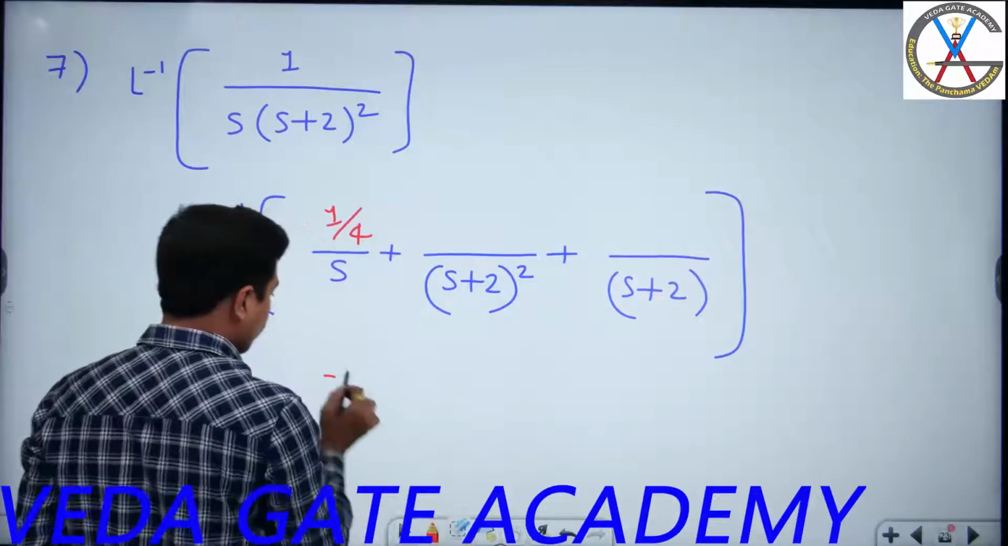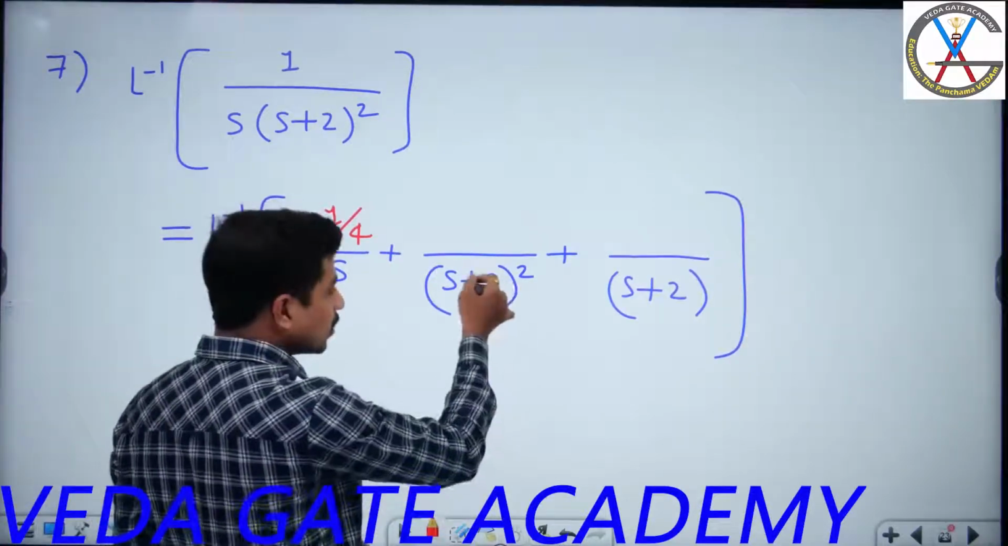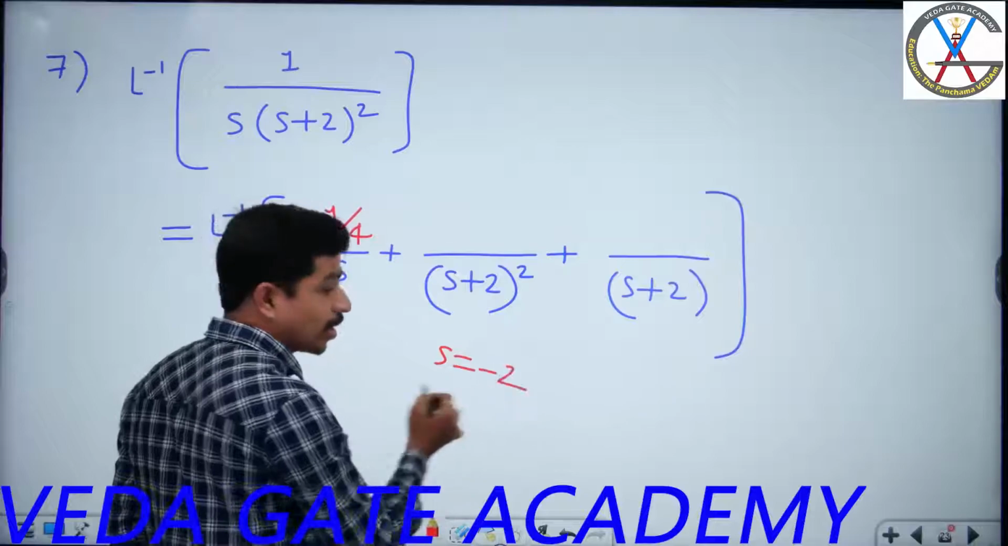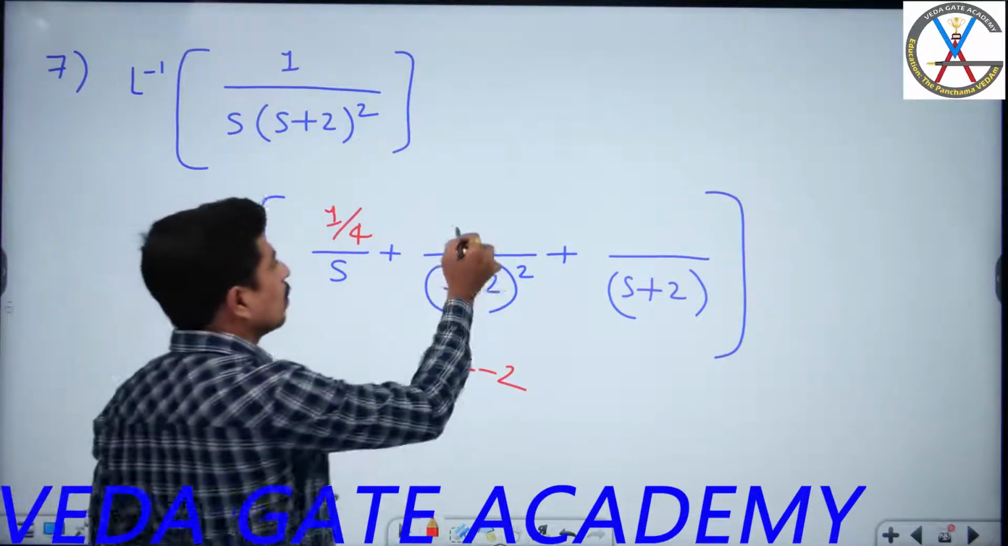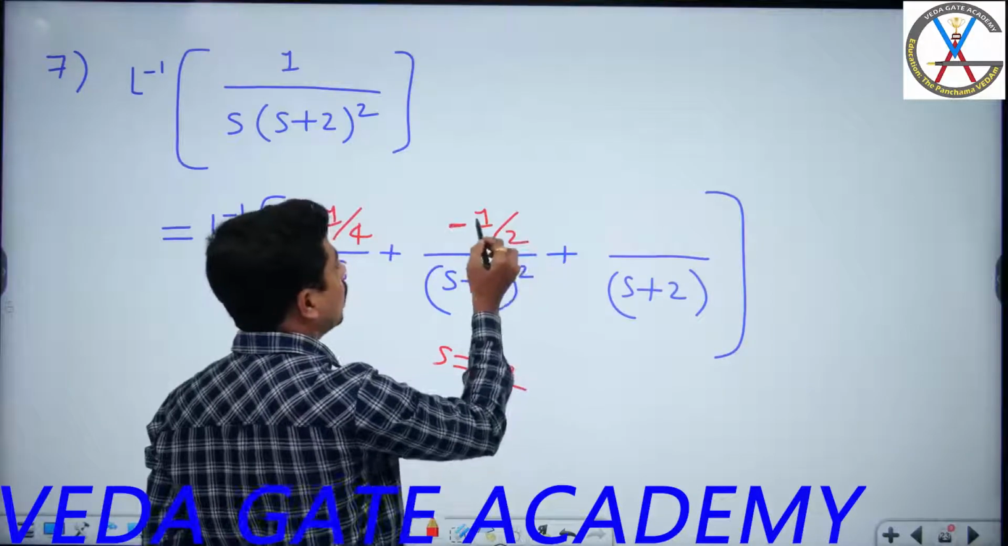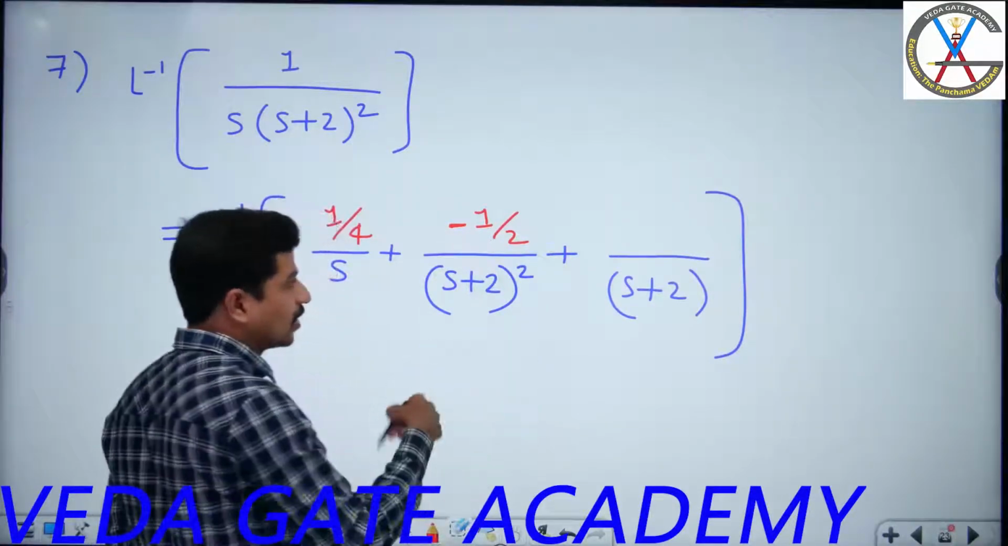That is done. How to find this one? This is also very easy. Make this equal to 0. How much did I get? s equal to minus 2. Mask this one and put it there. How much am I going to get? Minus 1 by 2. That is very easy.